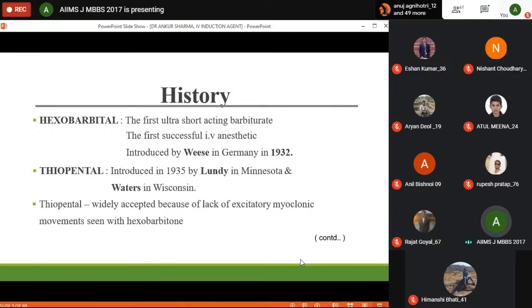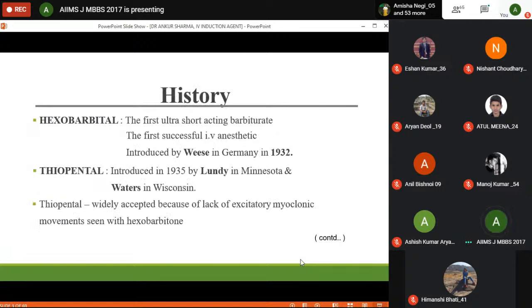Coming to history, the first IV induction agent was hexobarbital, the first ultra short acting barbiturate, and the first successful IV anesthetic. It was introduced by Weese in Germany in 1932. After that, thiopental was introduced in 1935 by Lundy in Minnesota and Waters in Wisconsin. Thiopental was widely accepted because of the lack of excitatory myoclonic movements seen with hexobarbital.